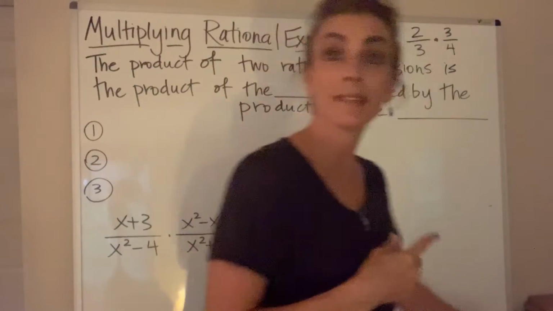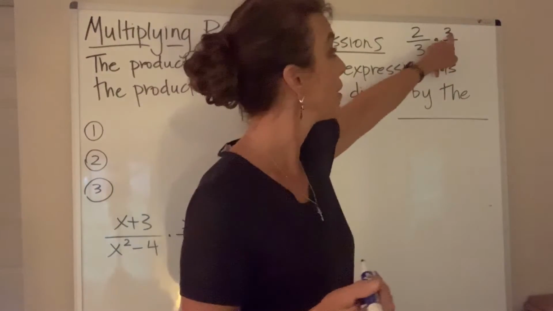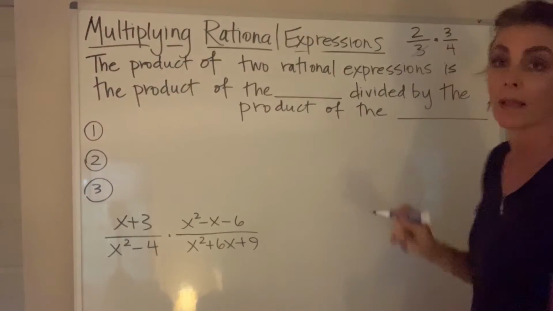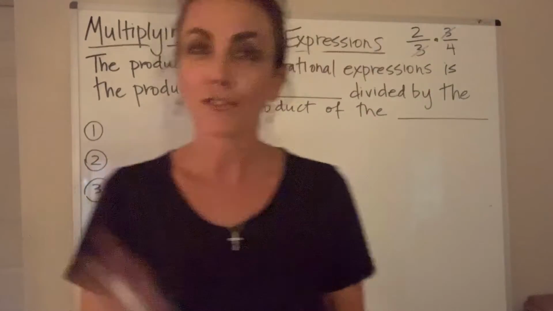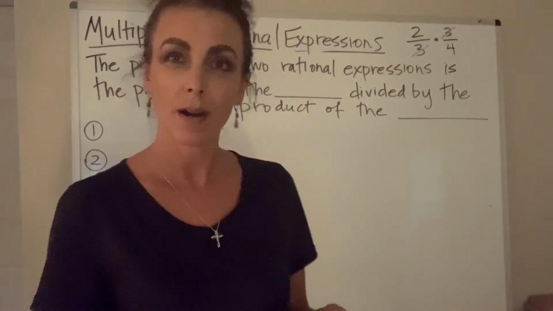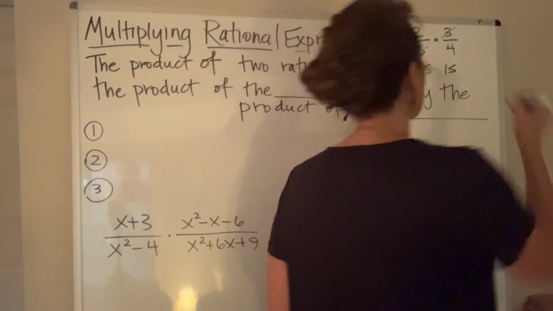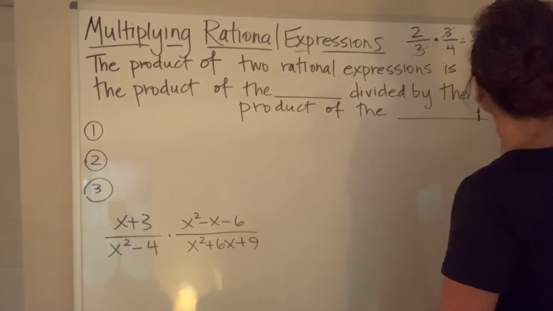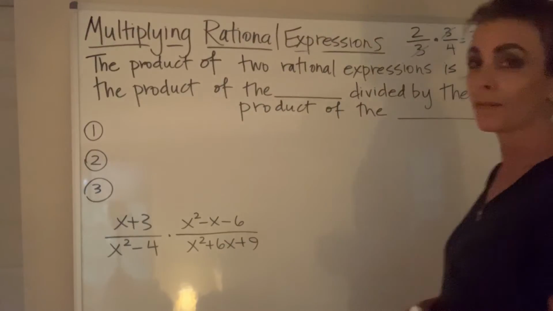So in this case, if I did that, notice that my 3 in the numerator and the 3 in the denominator would just divide out. And then I would be left with 2 divided by 4. 2 divided by 4, common factor of 2. We would end up making that just 1/2. Okay?